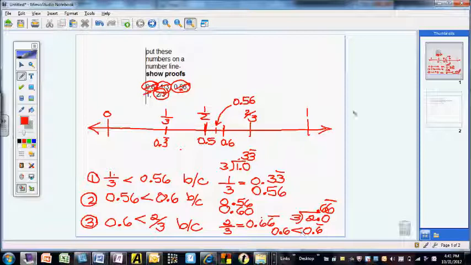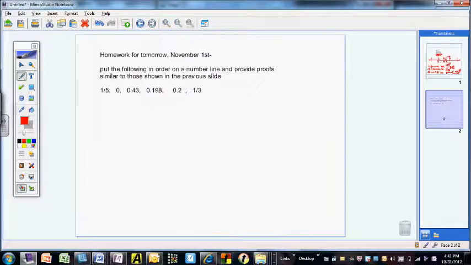Okay. All right, so your homework tonight is the following. Please put the following in order on a number line and provide proofs similar to those shown in the previous slide. And I will see you tomorrow.